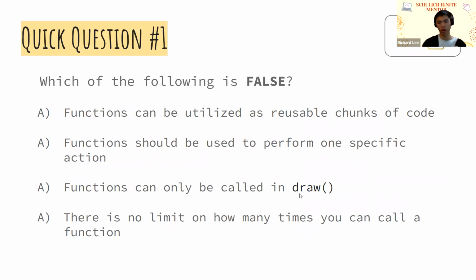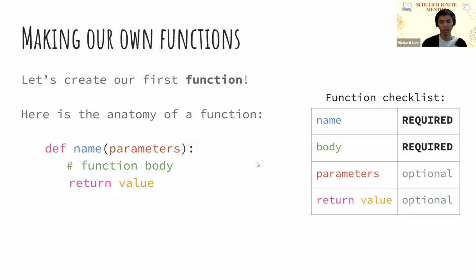Functions can only be used in draw. I talked about this one already. This is false. And then there's no limit on how many times you can call a function. Obviously, this part is true. We use draw house 5 times rapidly to pump out a bunch of houses. So thank you guys for answering that. Let's go talk about how to actually write up our own function now.